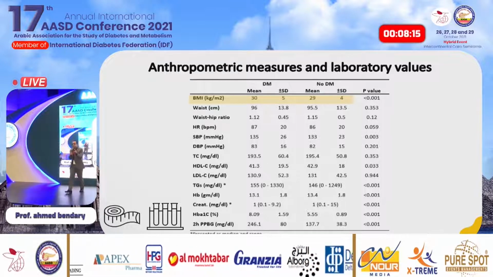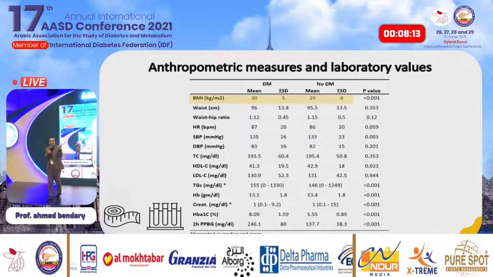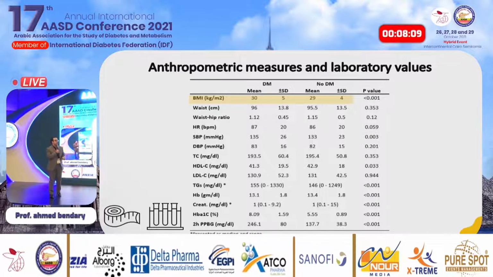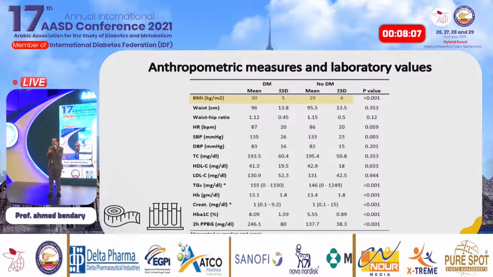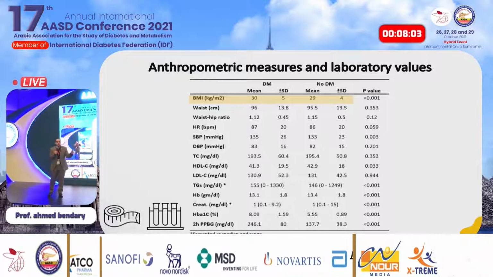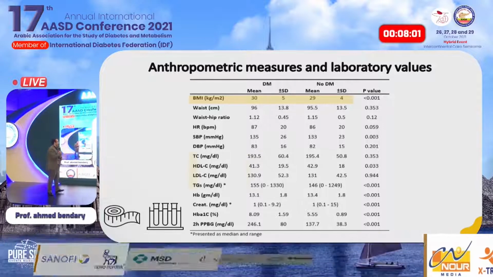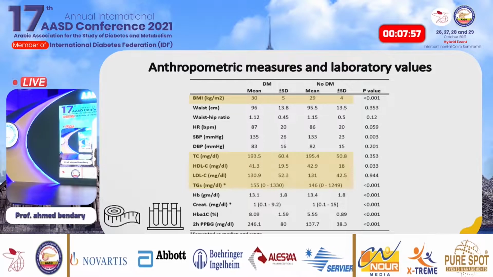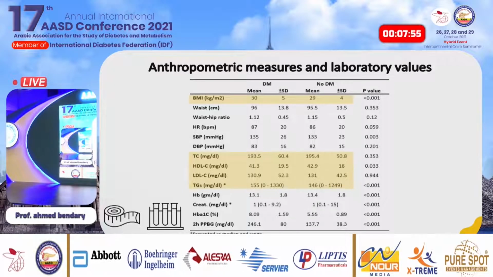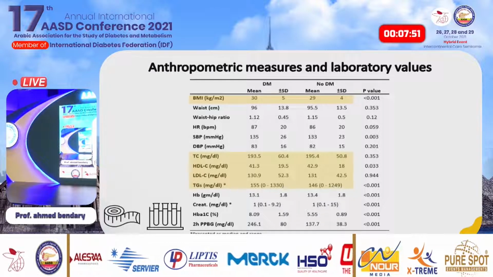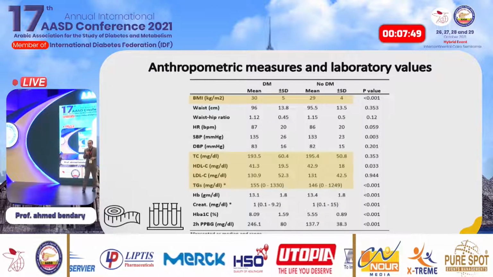And this difference, the absolute difference of one kilogram per meter square, was statistically significant. And this reflects the higher prevalence of metabolic syndrome in patients with diabetes compared to non-diabetics. And if you look at the lipid profile, it will be surprising to find that total cholesterol and LDL cholesterol were not significantly different between diabetics and non-diabetics.